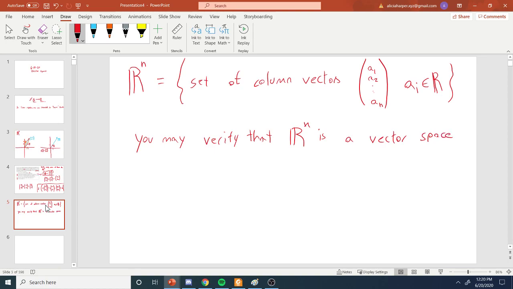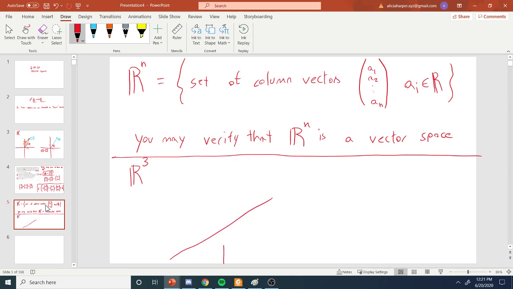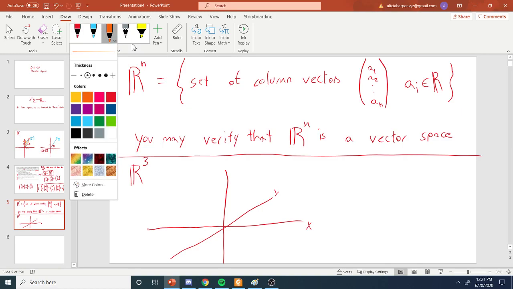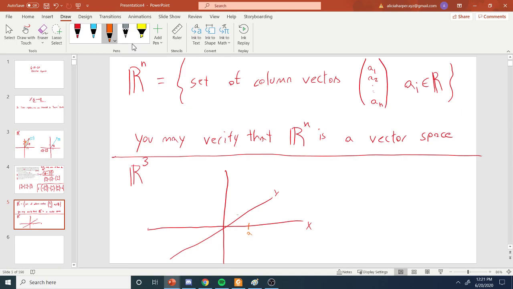Let's just look at a specific example that will be relevant to us later. We can also look at R3. R3, we can visualize it like this. We draw the coordinate axes like this. This is x, this is y. And we can draw vectors in here. So here, say this is a, this is b, and this is c.